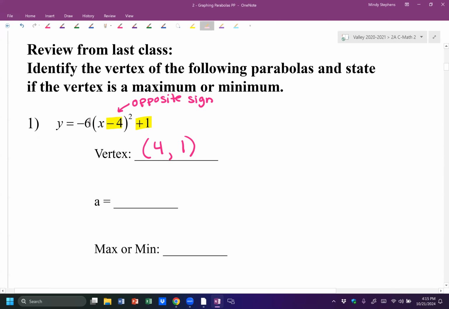This number in front is A, so A is -6. If A is a negative number, the graph points down because down is negative. If it's a -6, it doesn't matter that it's a 6, it just matters that it's negative. You know it's pointing down, which means we have a high point for my vertex. So this is a maximum. This vertex right here is a maximum.